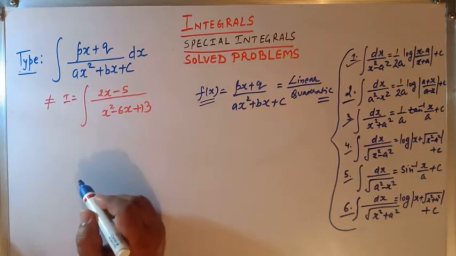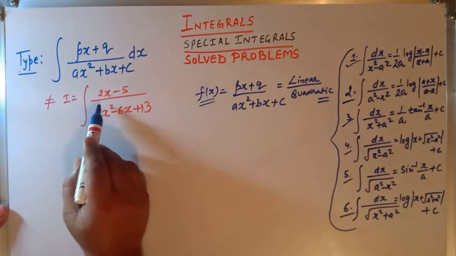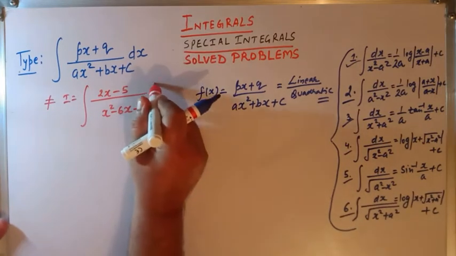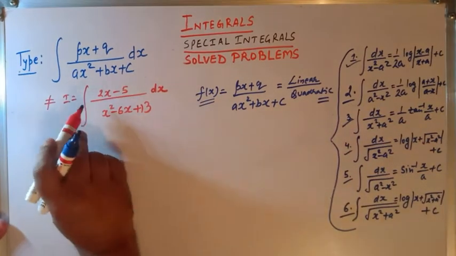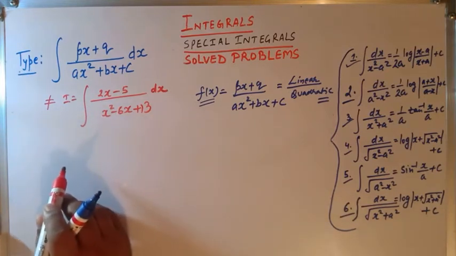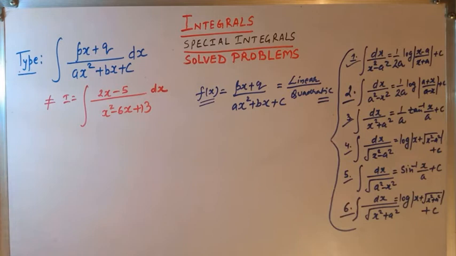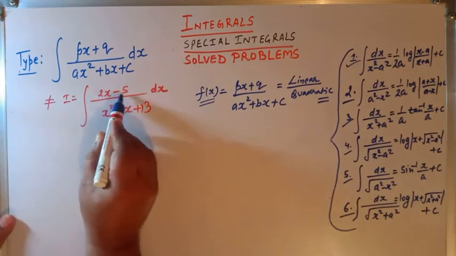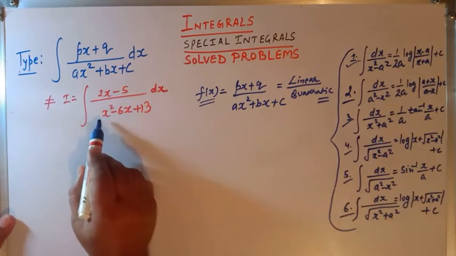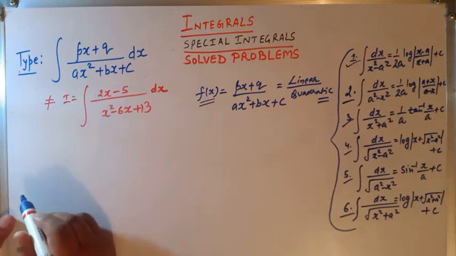So I am taking here one important example, and here we have to integrate the function 2x minus 5 divided by x square minus 6x plus 3. So viewers, here the numerator is the linear polynomial and the denominator is a quadratic polynomial.